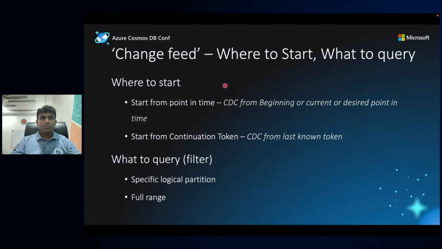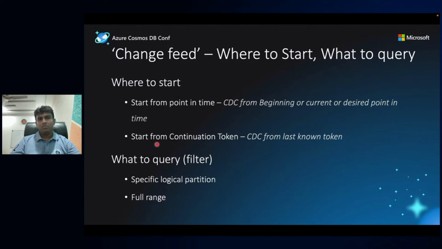So in order to query the change feed, a couple of configurations have to be passed. First, we need to tell it from where to start the change feed. Again, there are two types of configuration for that. You could start based on a point in time, which could be the beginning, the current point in time, or any desired point in time. If you say you want to get the change feed from the beginning, what this means is that after the container is created, any changes that happened in the container will be retrieved via the change feed.